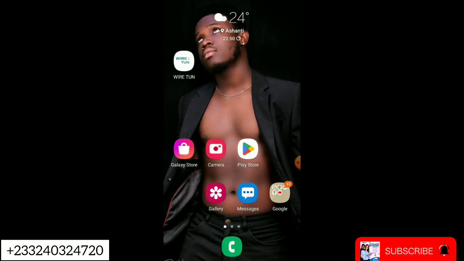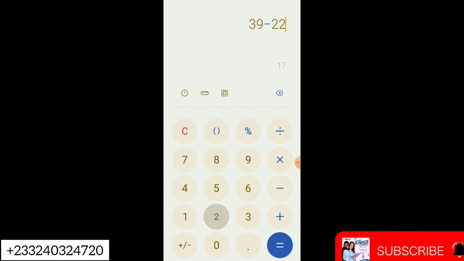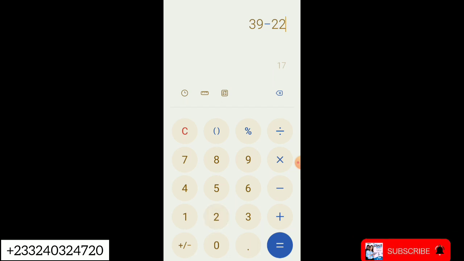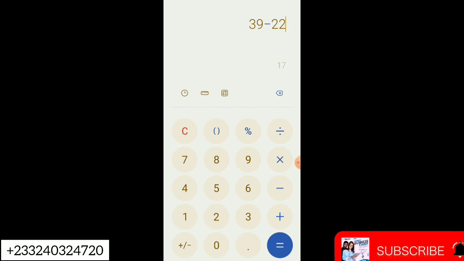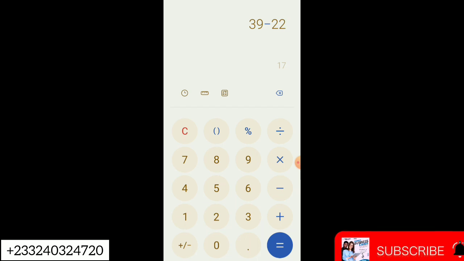Before you release the money, go to the calculator and calculate to see whether you are making profit or not. Yeah, 39 minus 22 cedis. So right now, I've doubled my profits. Right now, I'm taking home 17 cedis. So as a small investor, don't withdraw it. Use that money and go to Eversend and double your USDT.